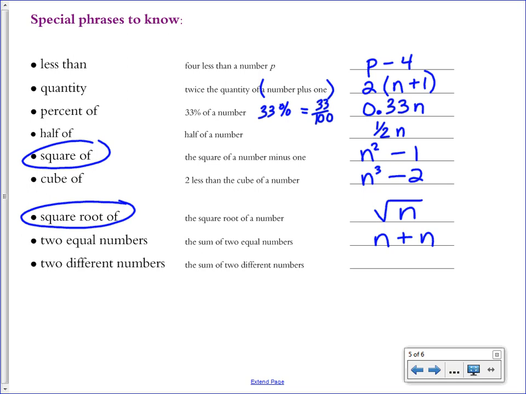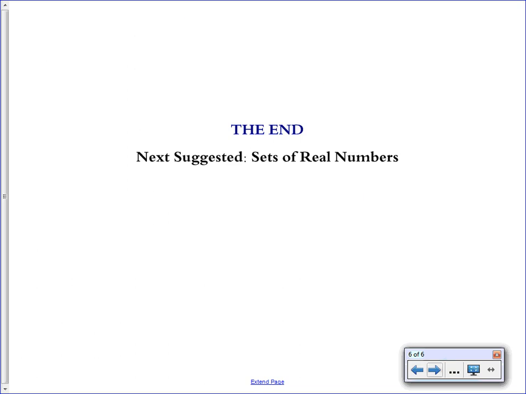Well, how can I show that I'm adding two different numbers together? I would just need to use two different variables. If I put x plus x, I'm implying that that's the same number twice. If I put x plus y, well, then I know that I'm talking about two completely different values, okay? And that is all.